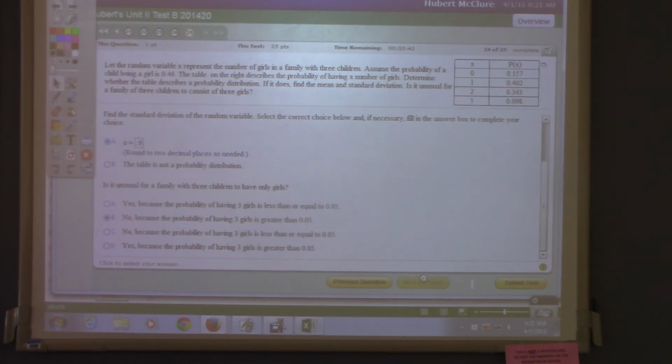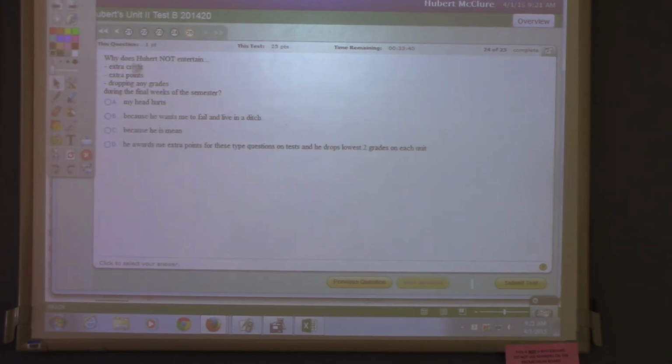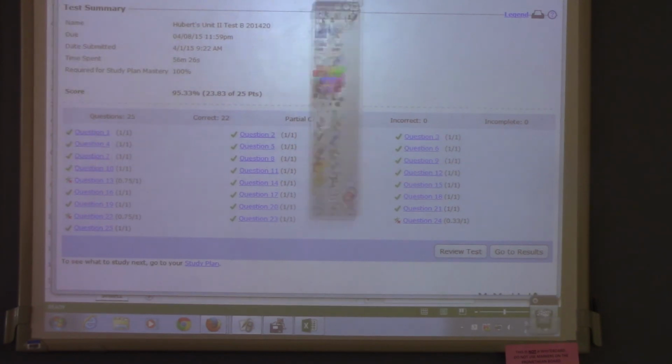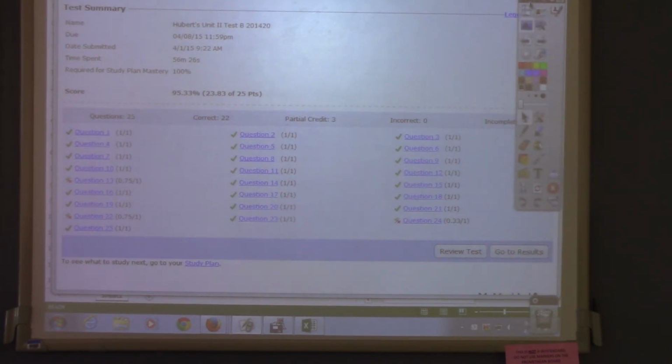Next. Why does Hubert not entertain extra points, extra credit, and dropping any grades the last week of the semester? Why? Because he's awarded extra points like these on the test, and he drops the lowest 2 on each unit. And submit test. And we probably got wrong the questions that I predicted we would get wrong. What did I make? 95. I bet you $1. These 2 right here.